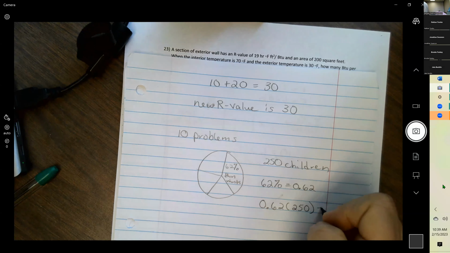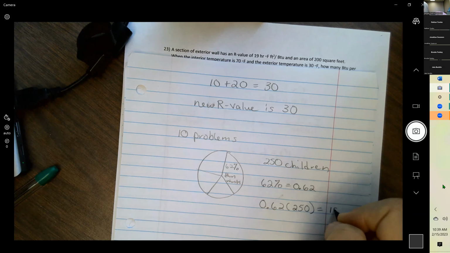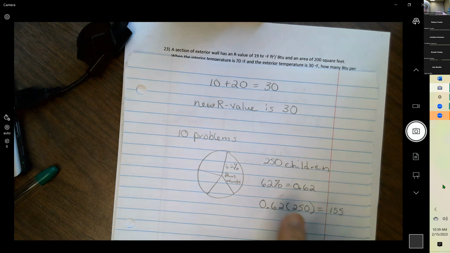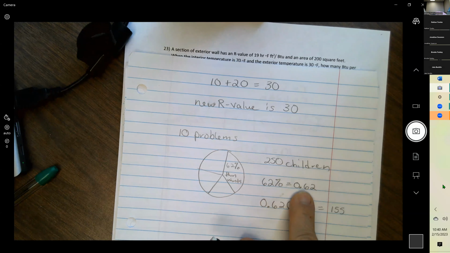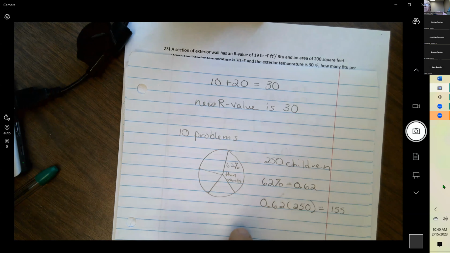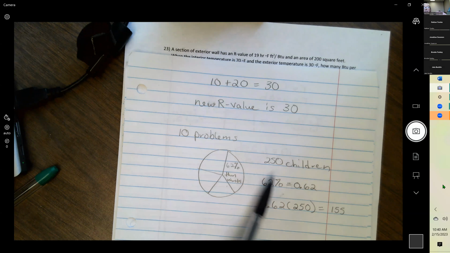That way I know you understand that you need to multiply them, and I know you understand that you need to make it a decimal and how to get the decimal. So it's a good problem on me making sure you understand those things. And so it would be 155 children chose Thin Mints out of the 250. But it's just a basic pie chart, and then I'll ask you to find one of the questions or answers, I mean.